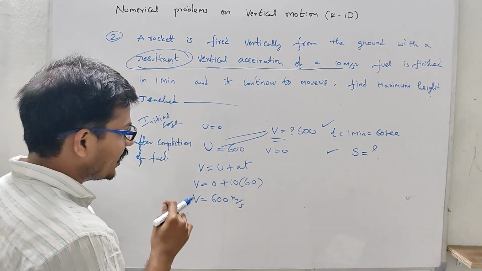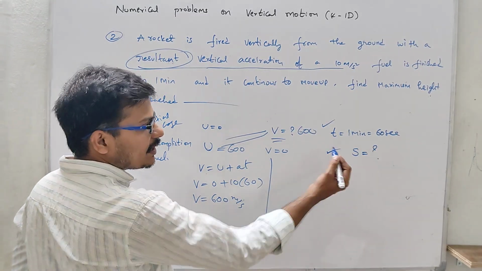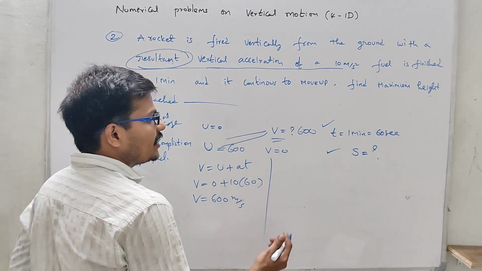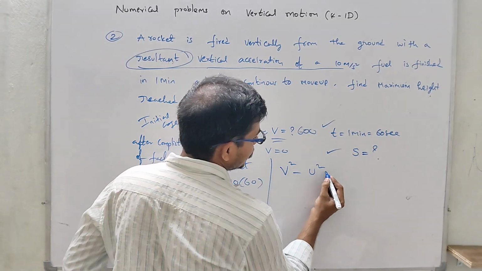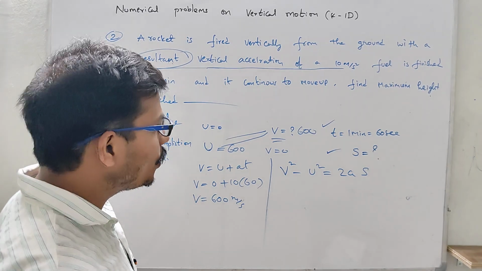So next, what do we have to find? The displacement. For displacement we have a formula: v squared minus u squared equals 2as.